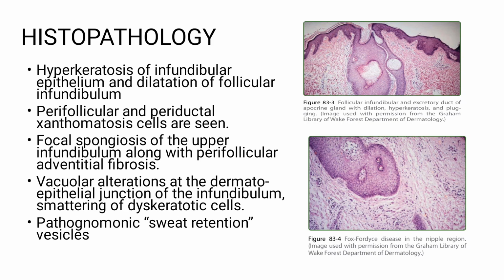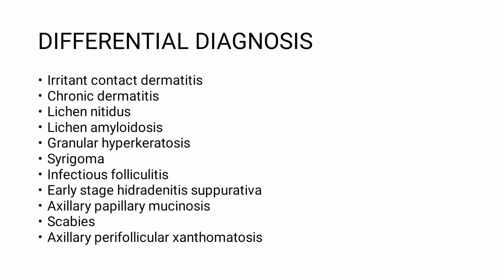This first picture is showing the follicular infundibulum and excretory duct of an apocrine gland with dilatation, hyperkeratosis and plugging. This second picture shows the histopath picture of Fox-Fordyce disease in the nipple area, which also shows dilatation of the follicular epithelium, follicular infundibular epithelium.